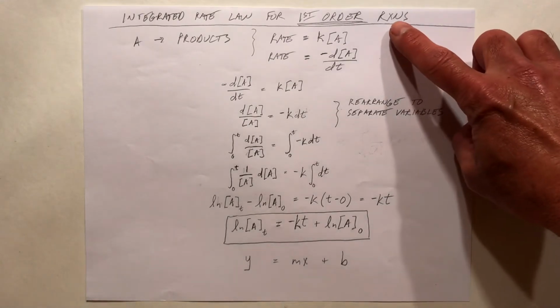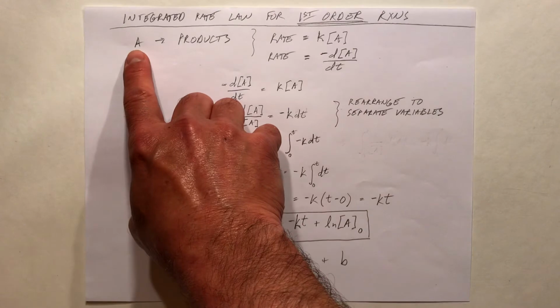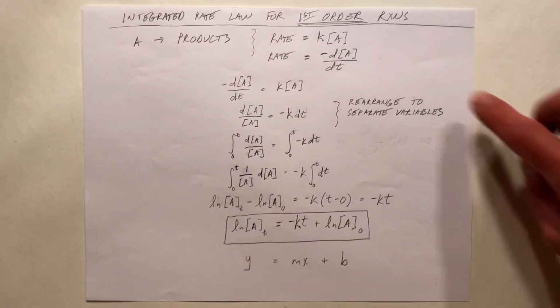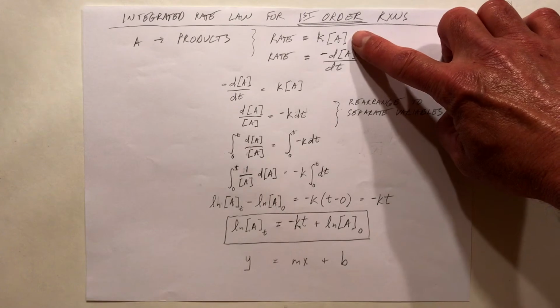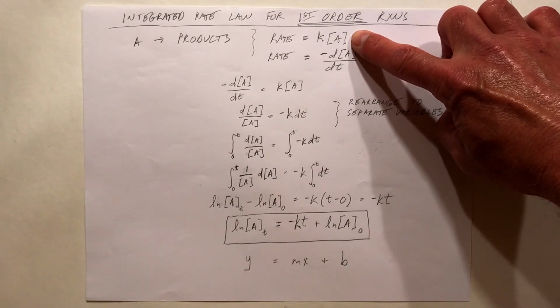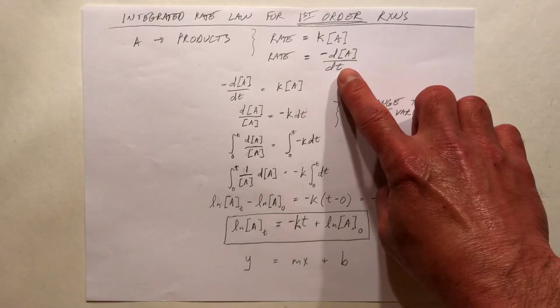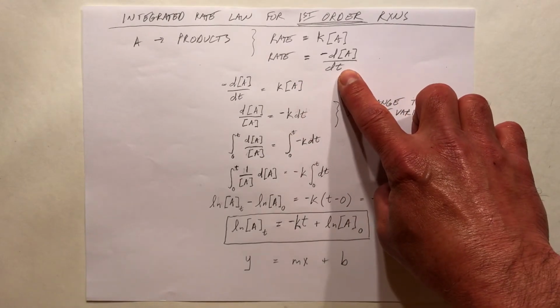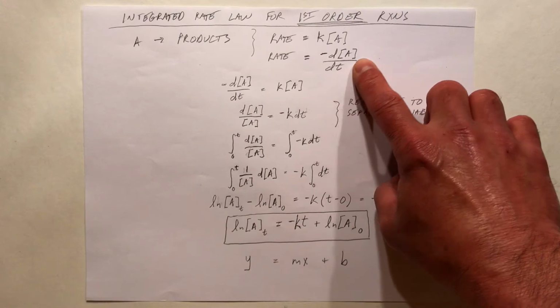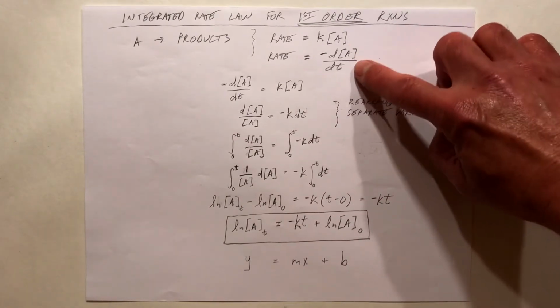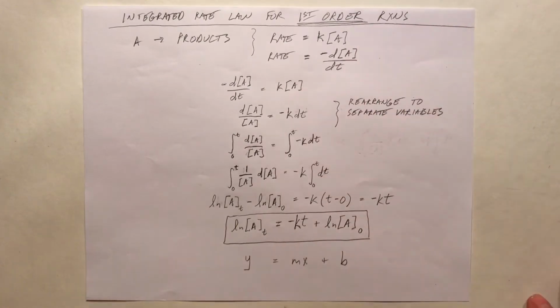So for a first-order reaction, where we have a single reactant A forming products, we can say that the rate of the reaction is equal to the rate constant k times the concentration of A. Now the rate of a reaction is always equal to the negative slope, or the negative derivative, of concentration over time. So we're going to take these two expressions of rate and make them equal.